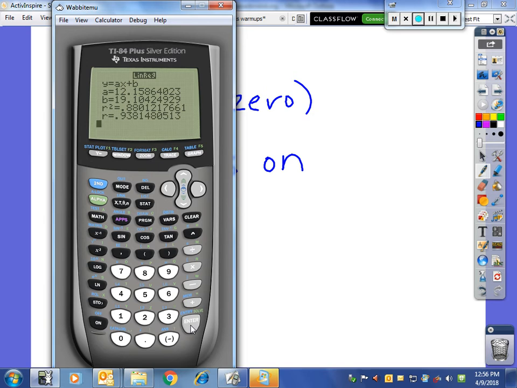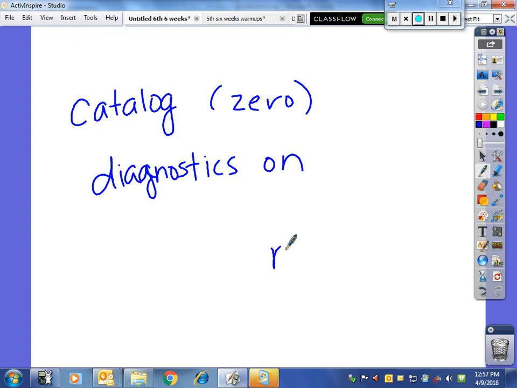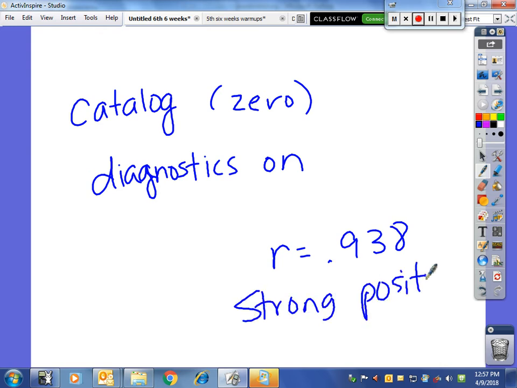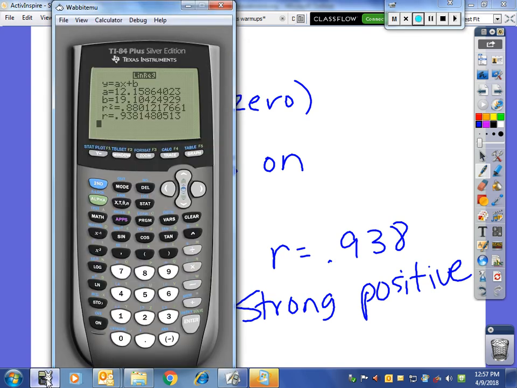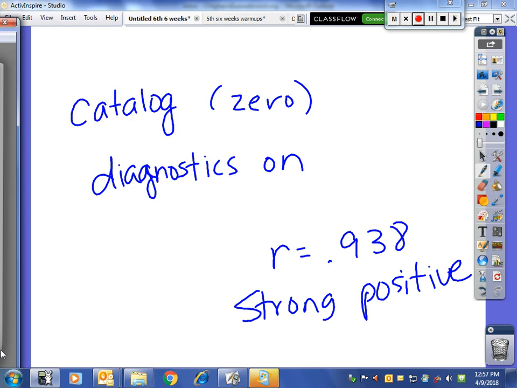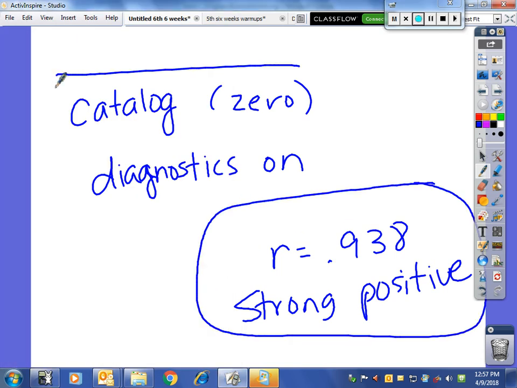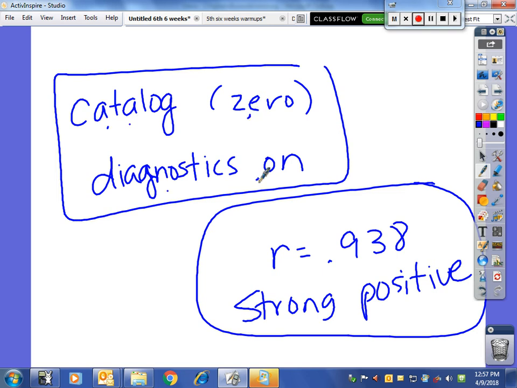Now they use the letter R. Ignore R squared. That's for something else you'll do in statistics. Look at R. What is the value of R? 0.938. So what would we say that relationship is? That is definitely strong positive. Don't worry about R squared. If you had what I had, then it's right. It gives me the slope and the y-intercept again, but it also tells me that R. R is the letter they use for correlation coefficient. Okay, so lots of stuff we learned there. You got to remember how to get to it. Catalog, which is on the 0, and then turn diagnostics on.